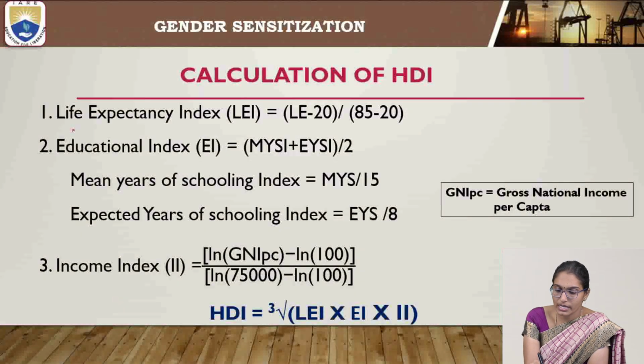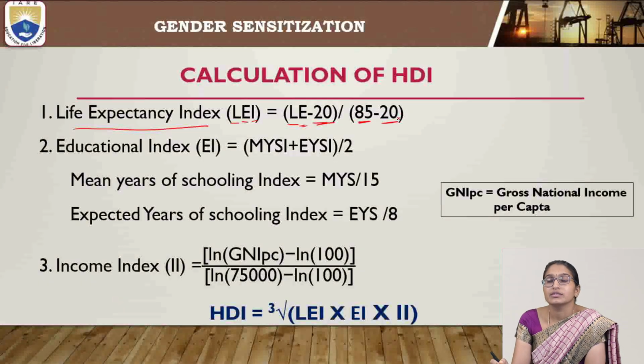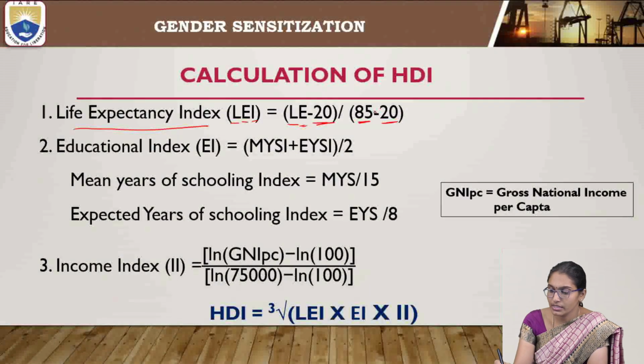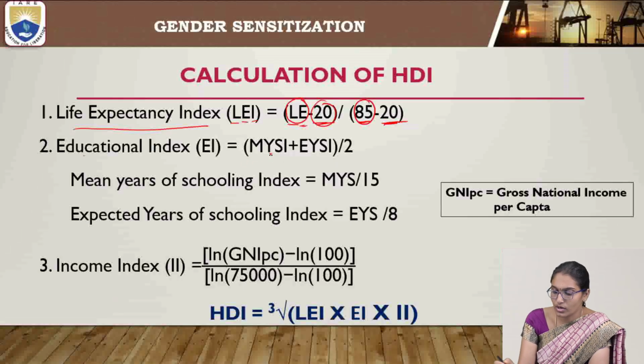First one is what? Life expectancy index. So there are three factors we know. One is life expectancy index, that is called LEI. So what is the formula for life expectancy index? Life expectancy minus 20, divided by 85 minus 20. So for example, we have here 85, life expectancy here is 85, and then the minus 20. So the educational index is what?